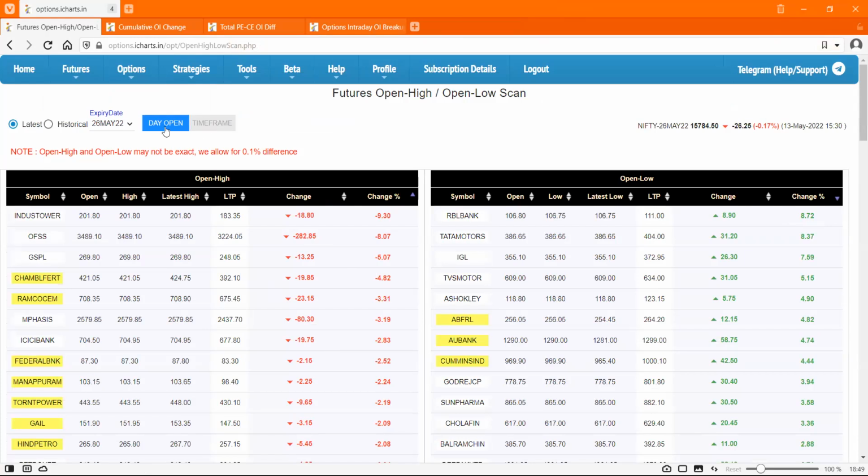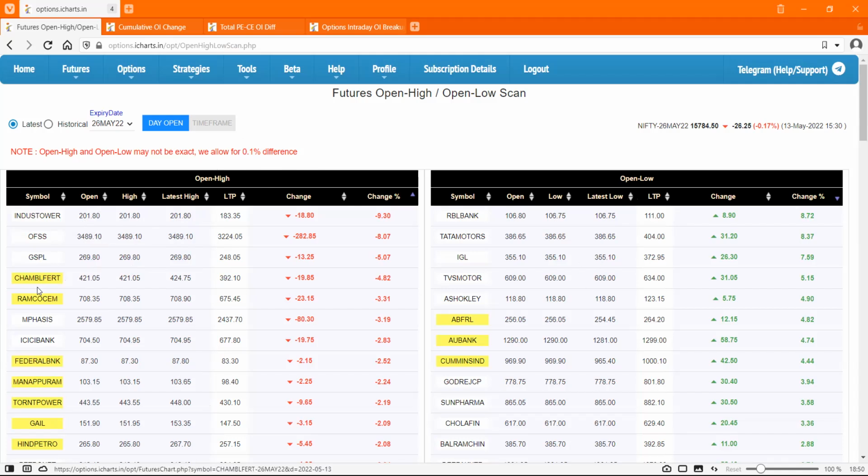So here you have two options: day open and time frame. Day open will give you a list of scripts, open high and open low scripts, where the open and high in the first minute are the same. They can be the same, or we allow some difference, just 0.1% difference is okay. So mostly they're going to be the same. Open high are listed over here, open low are listed over here. Open high are supposed to be bearish and open low are supposed to be bullish.